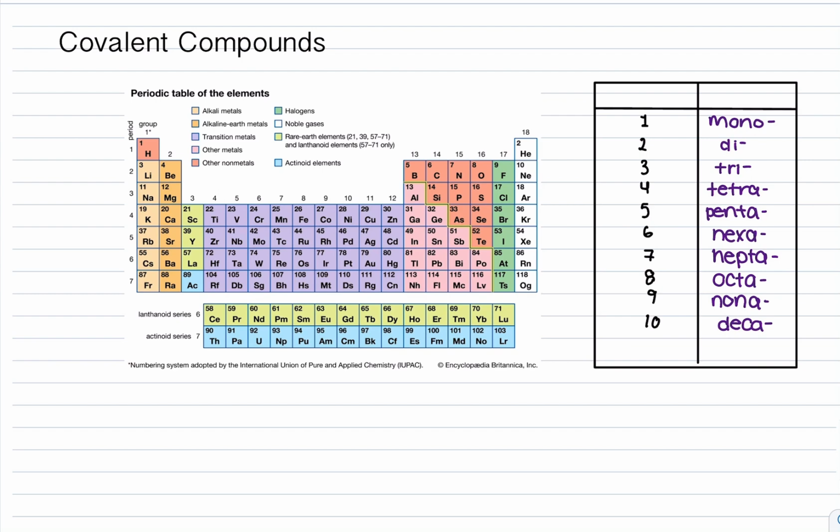So the first thing that we need to know about covalent compounds is what elements make them up. If we take a look at our periodic table, we'll notice that we have a lot of these non-metals all over here. And so our covalent compounds are going to be made of two nonmetals. And the other important piece of information is, are they going to share electrons or are they going to steal electrons? So our covalent compounds are going to be sharing electrons with each other.